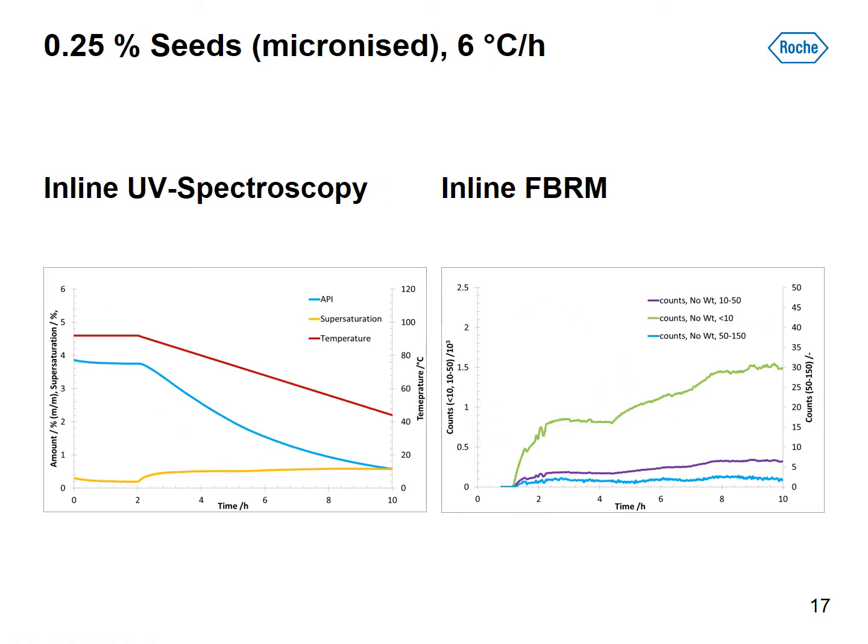In another experiment we tested micronized seeds. These seeds had a very small particle size distribution. All the other parameters, like the amount of seeds and the cooling rate, were kept constant like in the other experiments. But in this experiment we had some difficulties with the IR spectrometer, so we had to replace the IR probe with a UV probe. We built up a similar PLS model as before for the API concentration on a UV spectrometer. The model was very comparable.